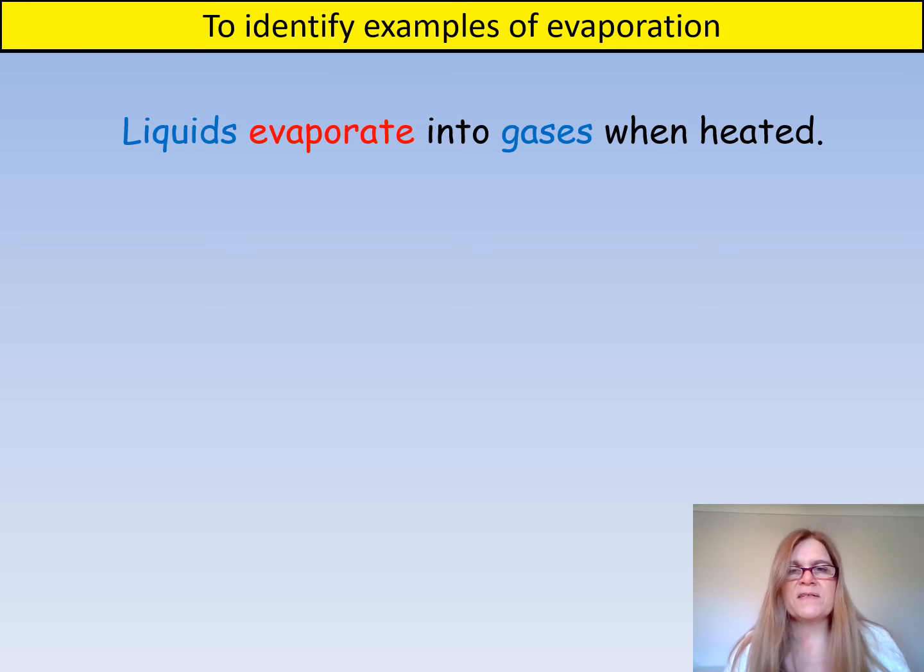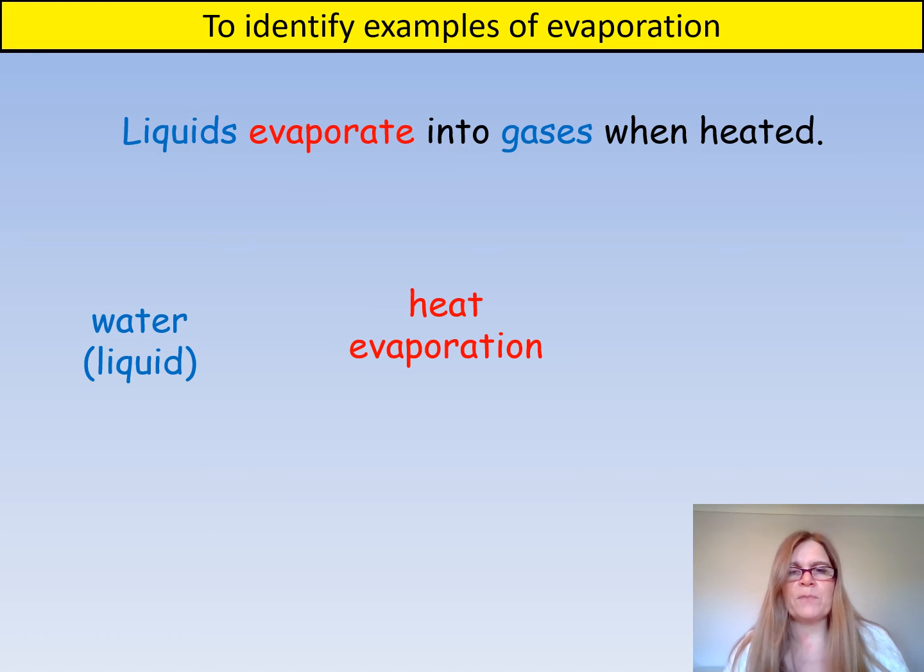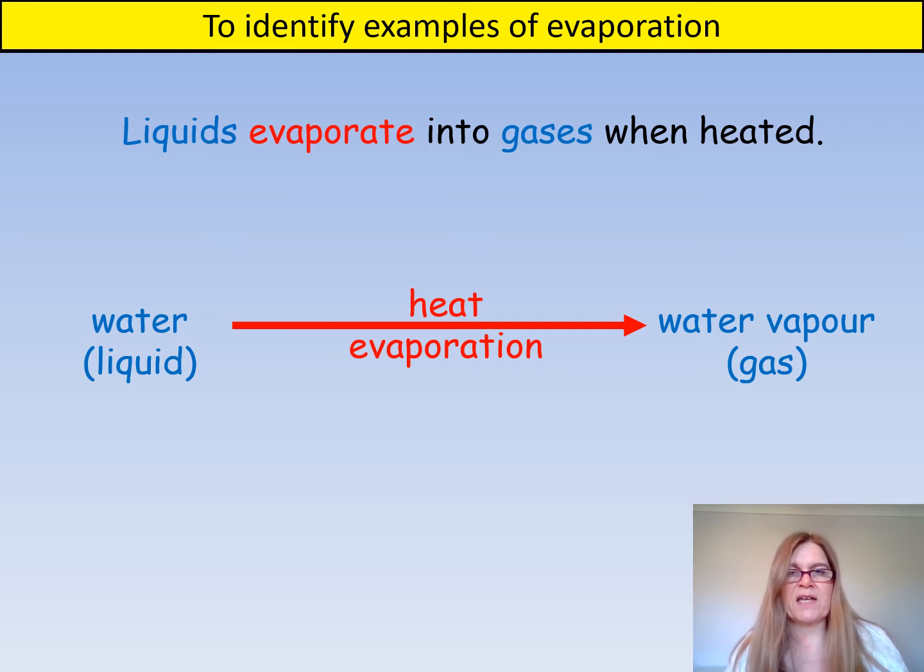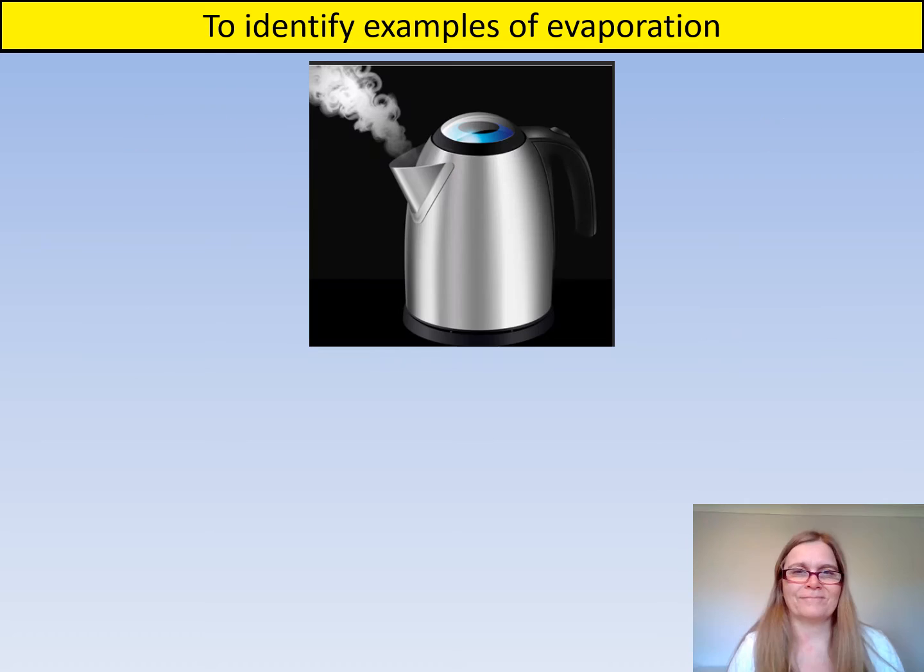Liquids evaporate into gases when heated. Liquid water, when heated, evaporates and changes into water vapour, which is a gas. You can't normally see a gas because its particles, which are tiny pieces it's made of, spread out and they're too tiny to see. It's really important that you understand that gas water is called water vapour.